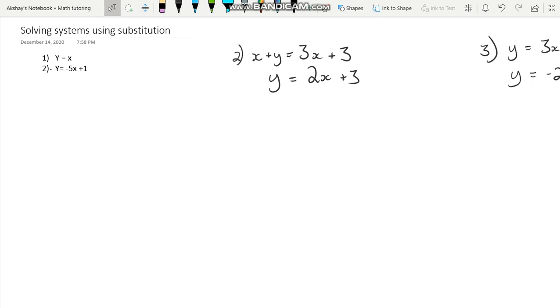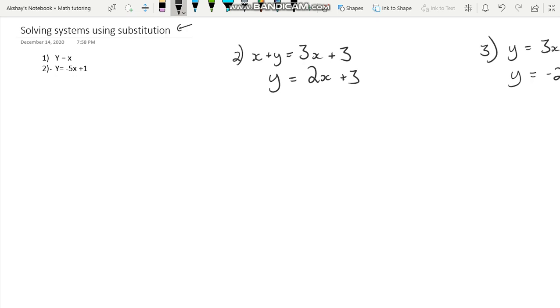Hello. So in this video, we're going to be looking at solving systems of equations using the substitution method, which is also known as solving algebraically, but we're going to be using the substitution method in this video. To jump right into our first question, we have y is equal to x and y is equal to negative 5x plus 1. Essentially, what we do with substitution is we get the value for one of the variables.